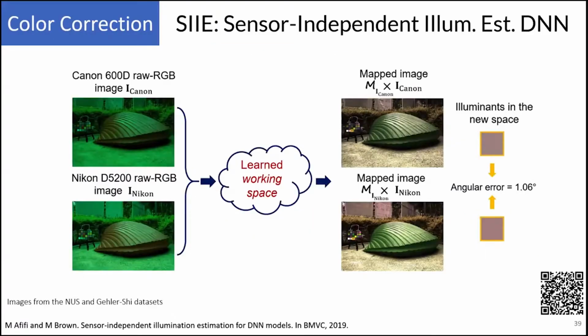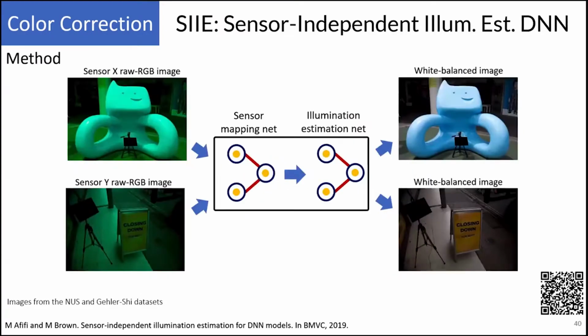So the idea here is we try to learn a working space that does a kind of canonicalization of any incoming image taken by different camera sensors. And this working space works better for the illuminant estimation task. So in particular, we train two subnetworks jointly. The first one aims to map the incoming images into our working space, and the second one does the illuminant estimation task.